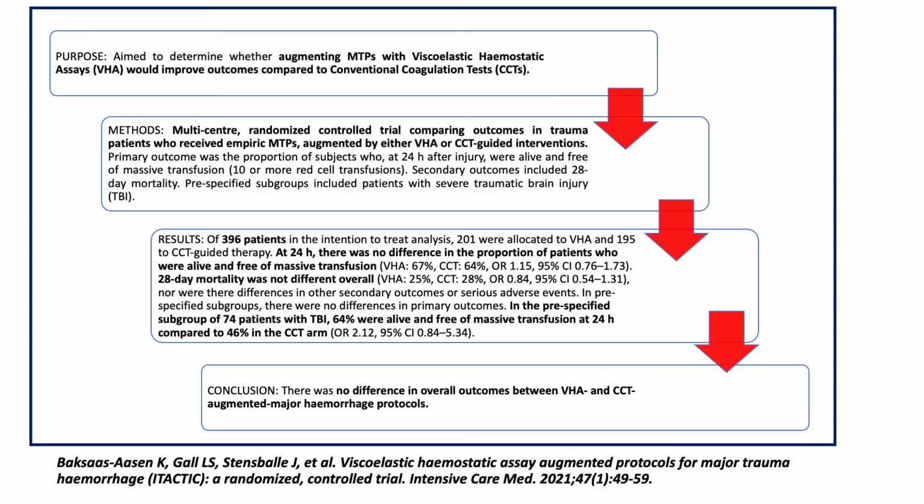This is another large-scale RCT which was carried out across Europe recently. The result of this study was eagerly awaited by many across the world. Comparisons were made between MTP guided by VHA and guided by CCT. Primary outcome was survival and free of massive transfusion at 24 hours. Surprisingly, the results showed no difference in overall outcomes between the VHA and CCT group. Only in a pre-specified subgroup of 74 patients with TBI, the results favored the VHA group.